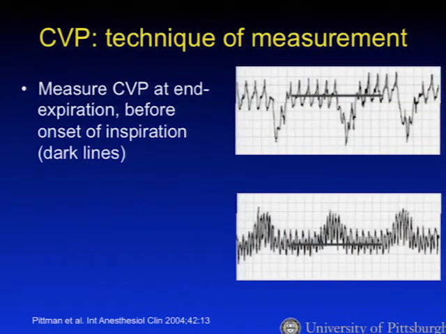Now, of course, the measured CVP is profoundly influenced by pleural pressure, whether it be negative during spontaneous inspiration or positive during mechanical insufflation. So, as you see here, inspiration corresponds to the black line in both tracings, and you would want to make your CVP measurement immediately prior to inspiration or at end expiration to minimize the confounding effects of changing intrathoracic pressure.